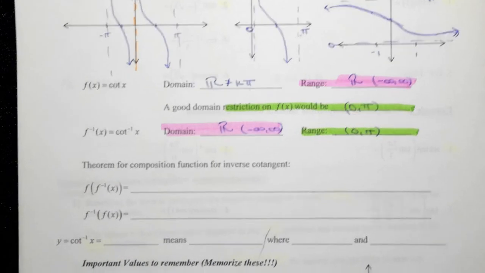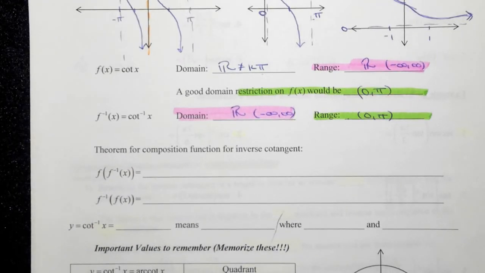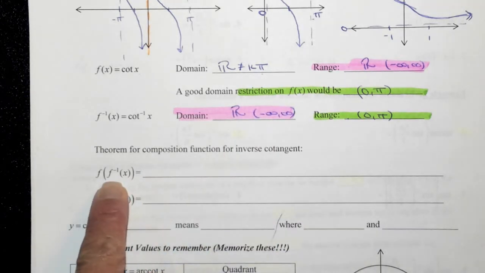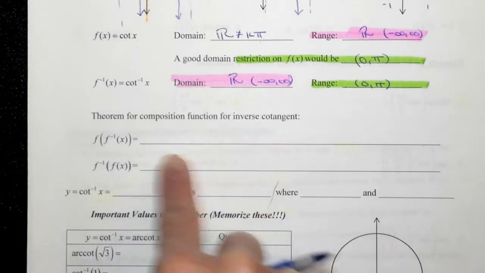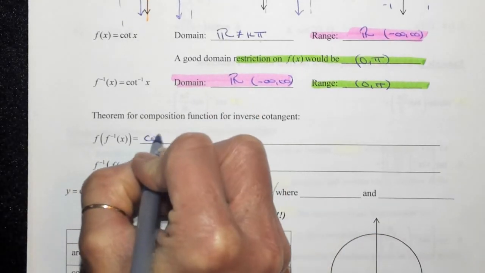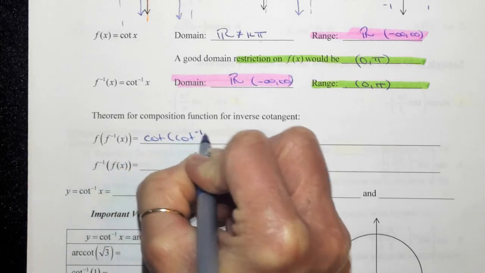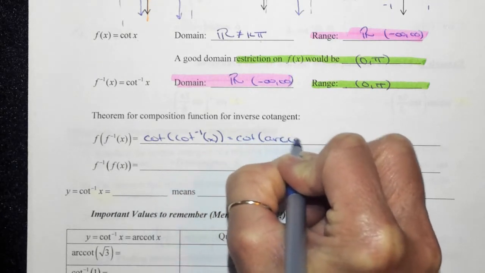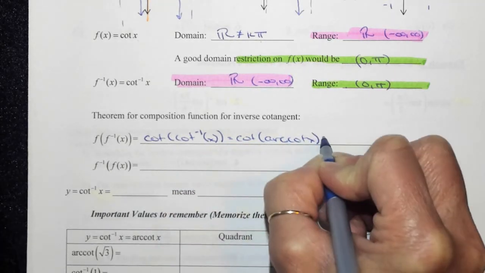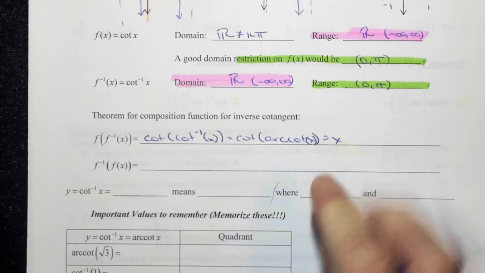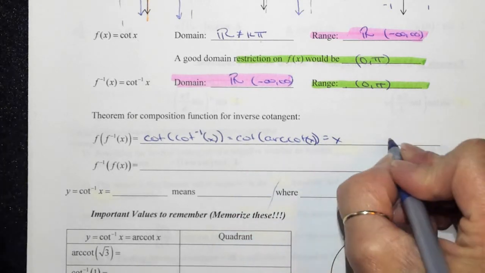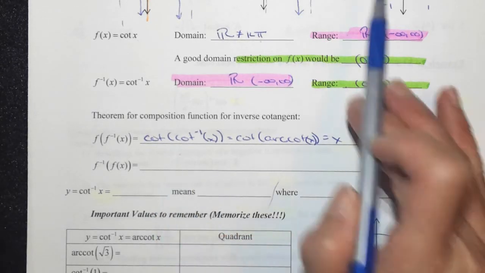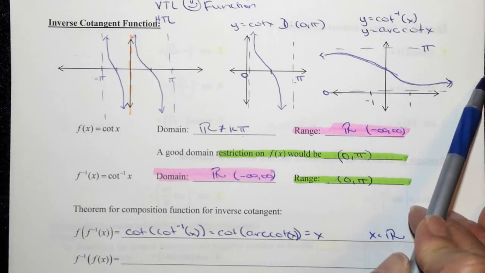So when we deal with the composite function, again, what you're looking at is the domain for the inside function. So my inside function here is the inverse. I'm focusing on the domain and what's going to make this work. So this is the cotangent of the inverse cotangent of x, which would be the same thing as the cotangent of the arc cotangent of x. It's just written two different ways. It should be equal to x, provided x is any value, because remember, the domain for my inverse cotangent is all real numbers.